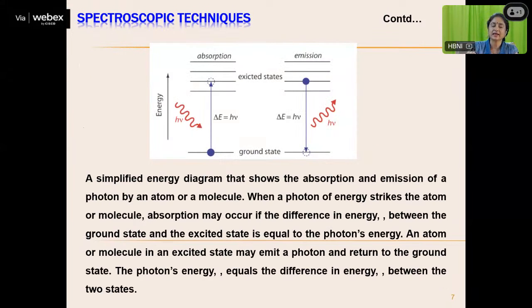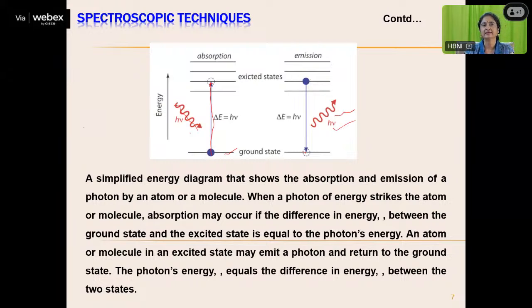So just for a pictorial representation, this is the ground state, and here some energy is falling on this. So this electron will absorb that energy and go to the excited state. Here also, and now that excited state electron is not stable for a long time there. So it will again come back to the ground state, releasing the same amount of energy, whatever it has absorbed. So this is the emitted energy.